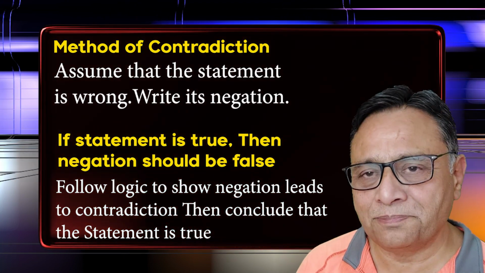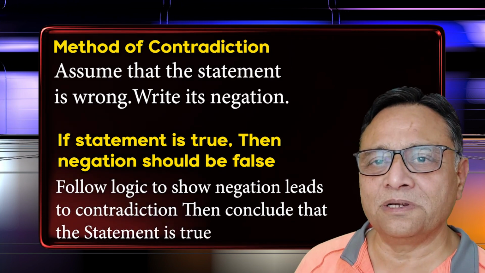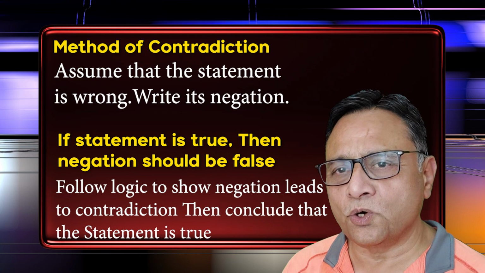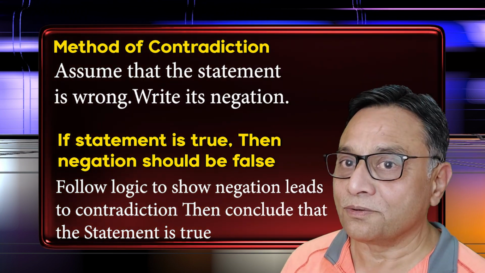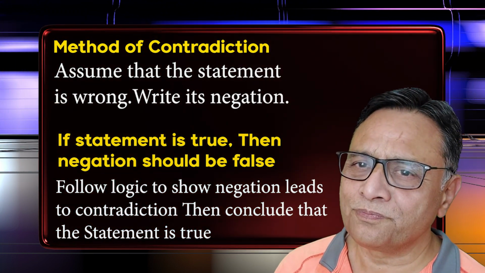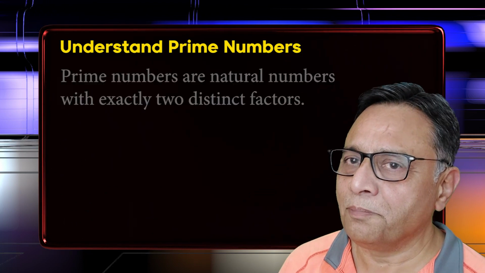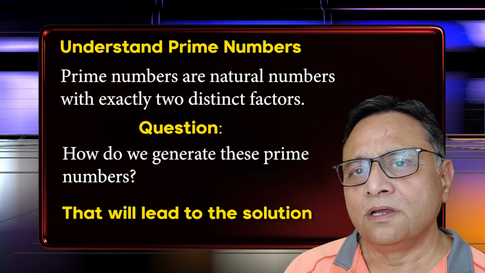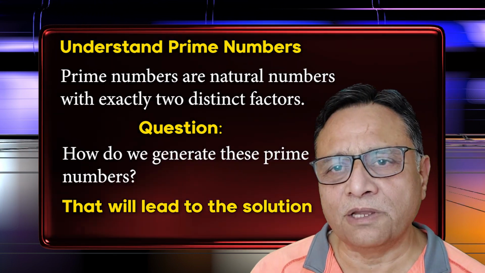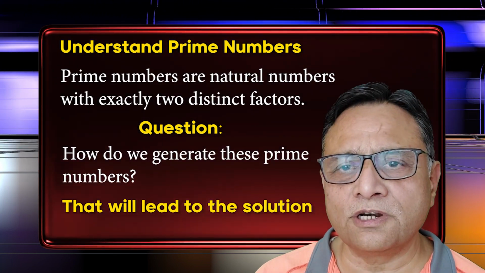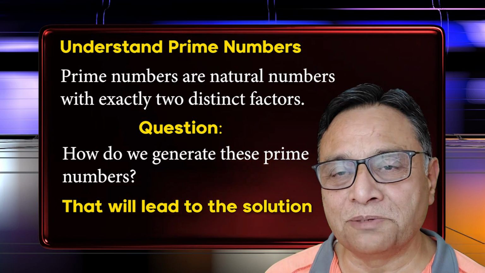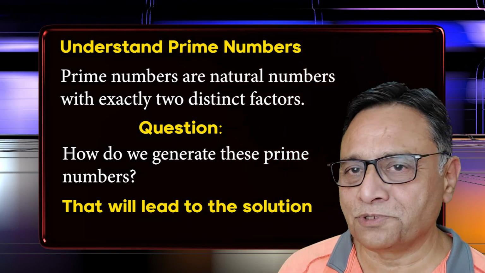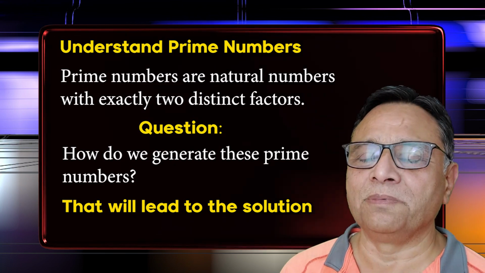So the first step is to write the negative statement, and the second step is to logically show that this statement is wrong. How do you show that? That is a technique. But the end result should be such that you yield something which is contrary or contradictory or something which is impossible. If you get that, that means the assumption was wrong and the given statement was correct.